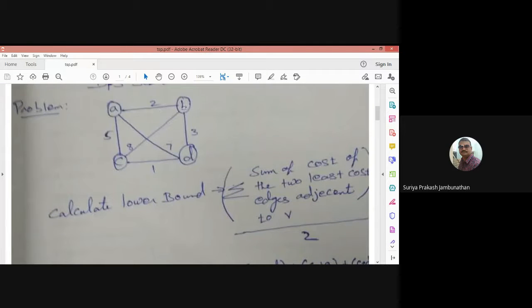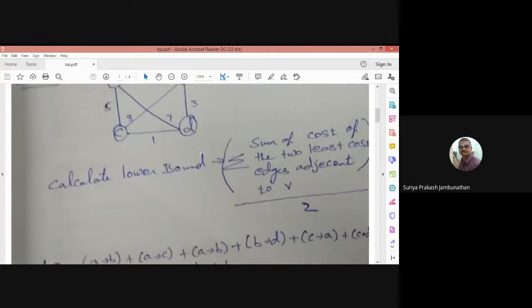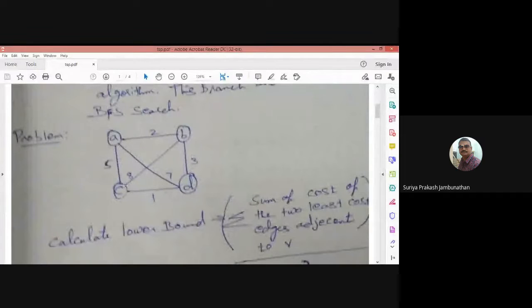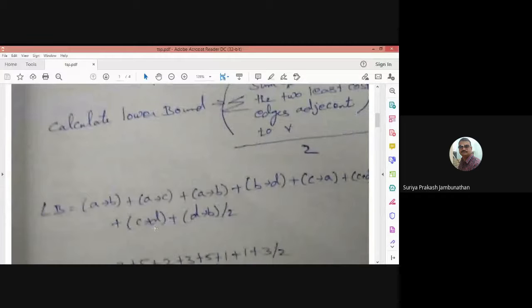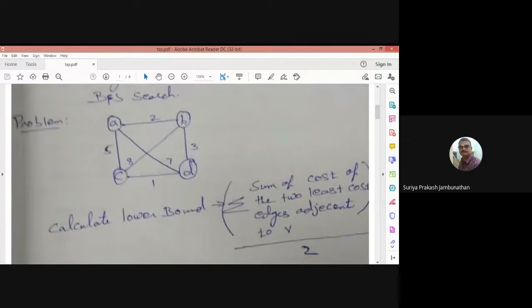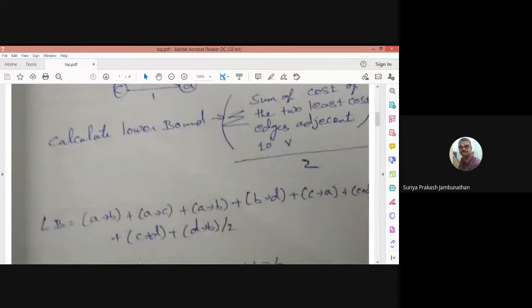So A to B we have taken, A to C we have taken, then A to B, then B to D we are taking. Then again, the next possible cases are C to A, C to D. Then the next possible case is D to C, D to B. So D to C and D to B we are taking. I will explain how we are taking this.